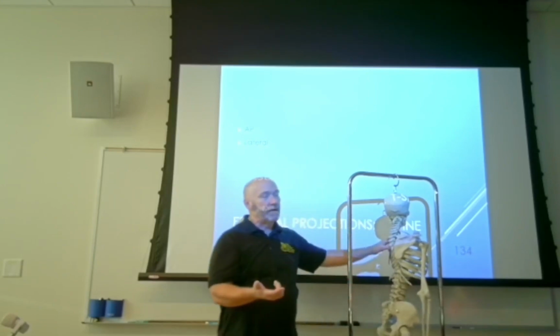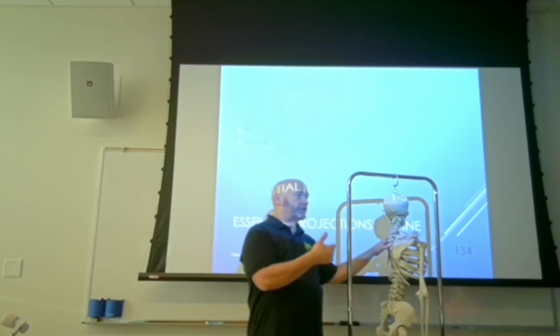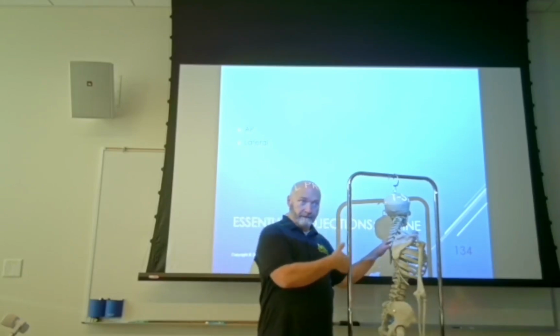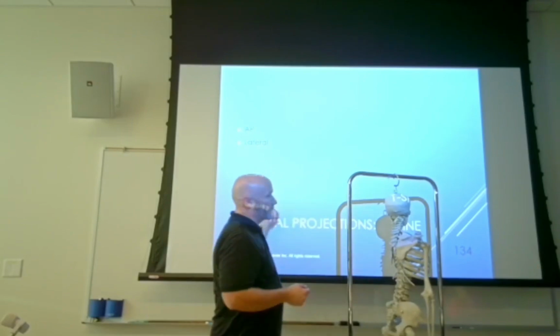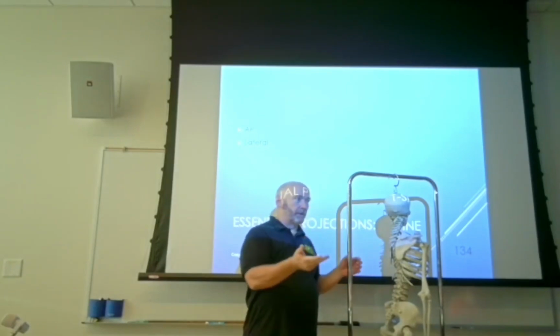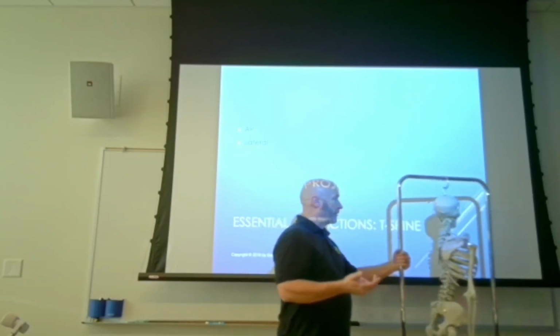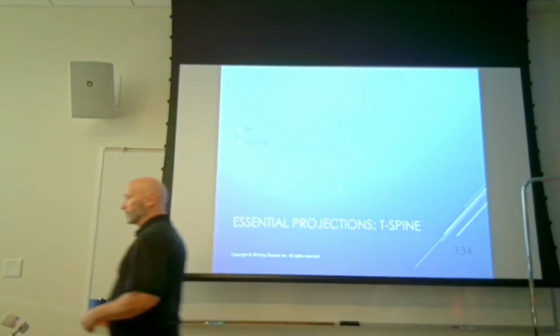So where you might not have to shoot a swimmers to include with the lateral C-spine, you always have to do it with a lateral T-spine. So essential projection is really three. You've got your AP, and you've got your lateral, and then the swimmers completes the lateral. Okay, so you get a request in the hospital for AP and lateral T-spine, you got to throw in the swimmers.